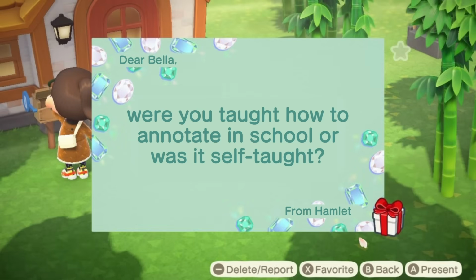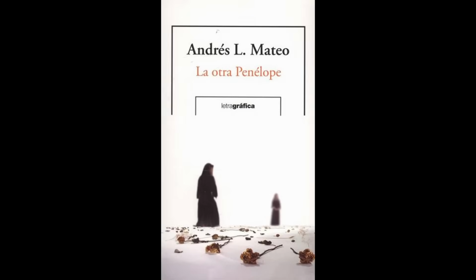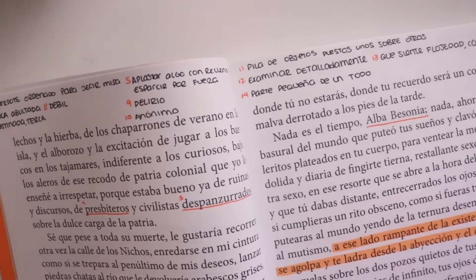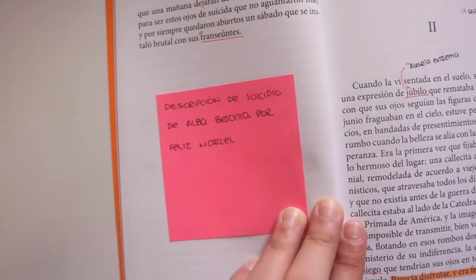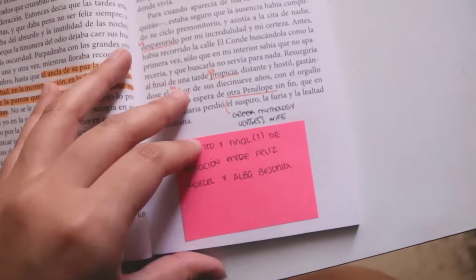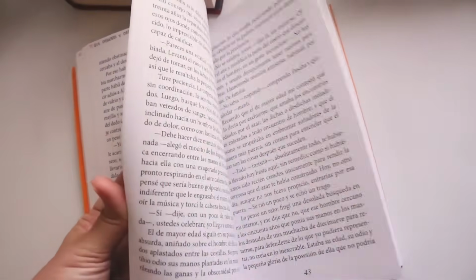Were you taught how to annotate in school or was it self-taught? It was 100% self-taught. In school, they teach you that you cannot leave a single mark in your book. These books are not yours, which makes sense. For sure, don't go underlining books that are not yours, especially if they're school property. The reason that I started annotating was when I was in university and they were going to give us an exam on a book that's called La Otra Penelope. I was like, if I don't highlight or if I don't write in this book, I feel like I'm not going to be ready to take this exam. It was a way for me to study. That's why I started annotating.